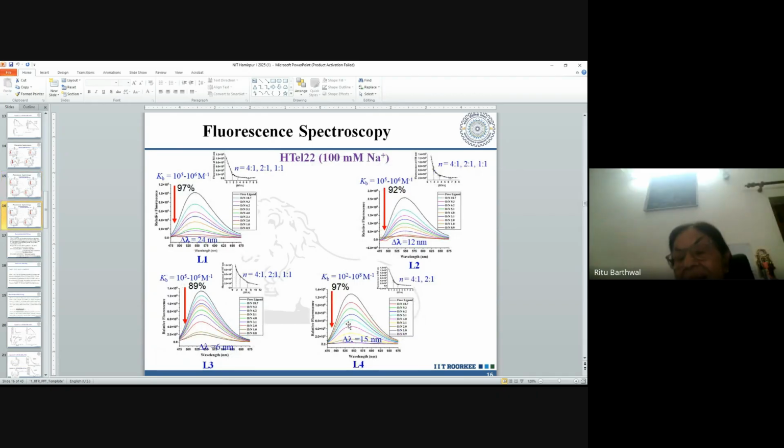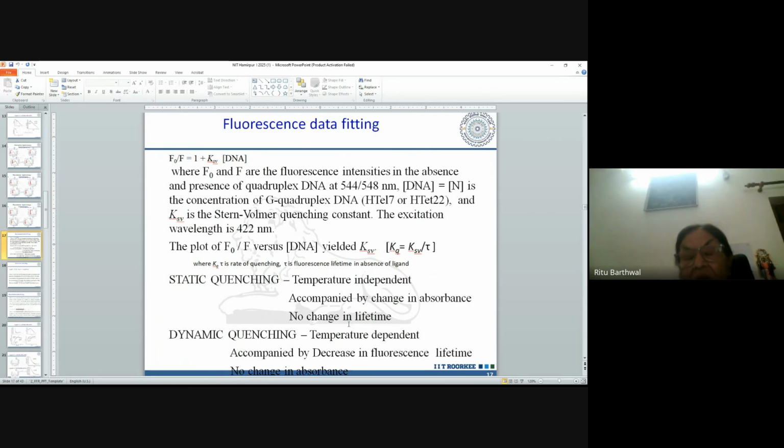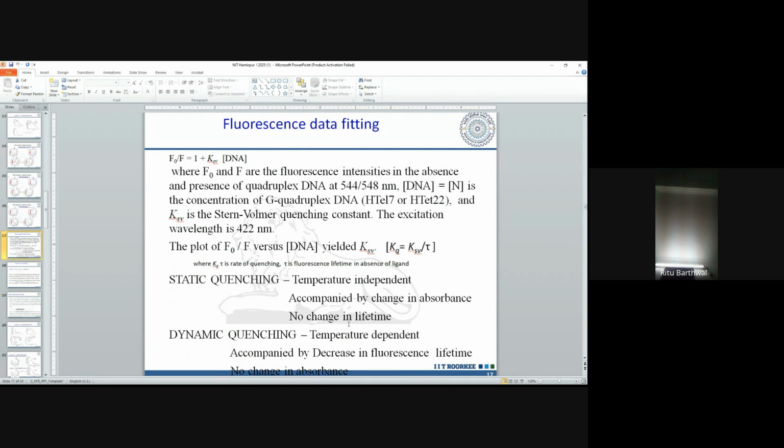So going to slide number 17, this gives you an idea. In fluorescence spectroscopy yesterday, many speakers told you about that. This is quenching, which means we are adding DNA to the drug, and we try to determine what is the rate of quenching. We have static quenching, which means it is temperature dependent. It is accompanied by change in absorbance, and there is no change in lifetime. You can always have dynamic quenching. Quenching means reducing the fluorescence.